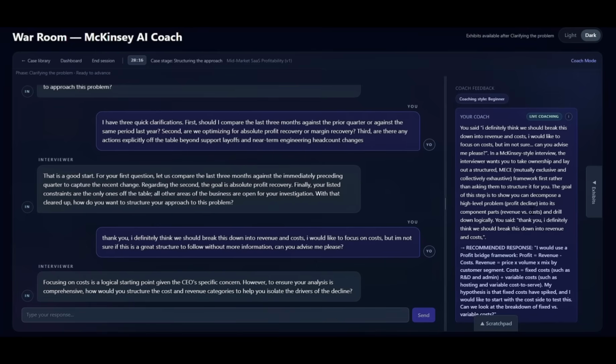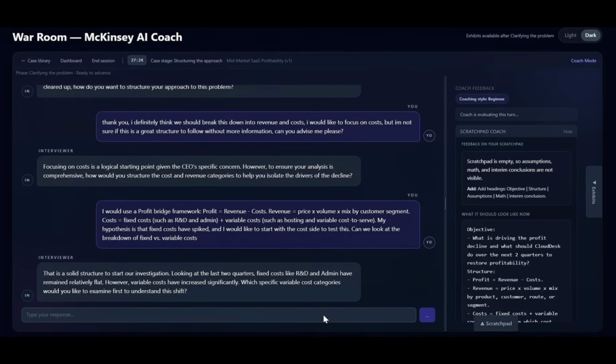And if we look at our coach, it gives us advice for what we're missing and what exactly we need to put here. And it talks about the McKinsey framework. And so in the recommended response, it tells us that profit is revenue minus costs. And revenue in this case, we'll look at price multiplied by volume, multiplied by mix, multiplied by customer segment, while cost is fixed costs and variable costs. So why don't we just copy and paste this answer and see what happens?